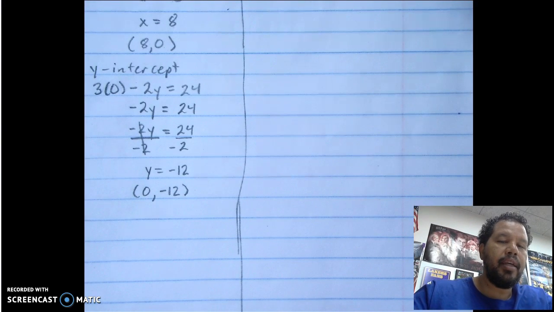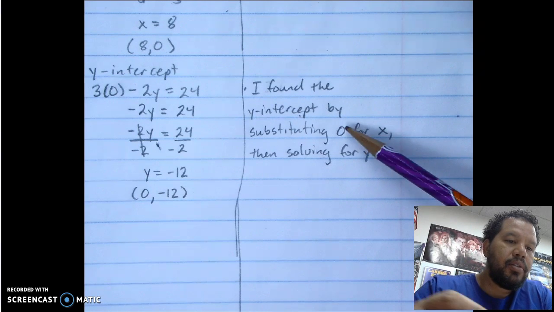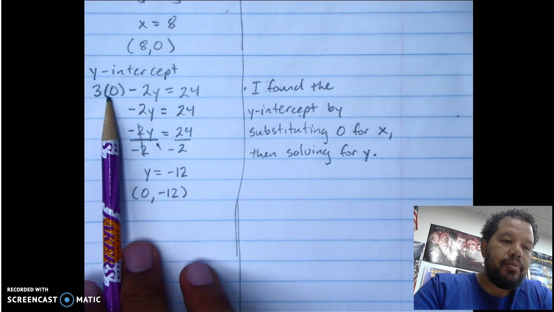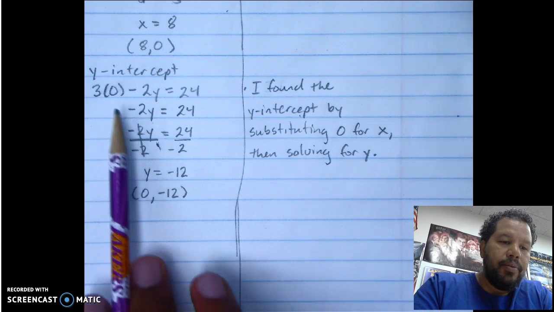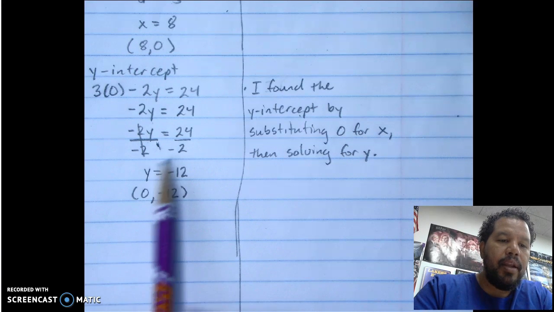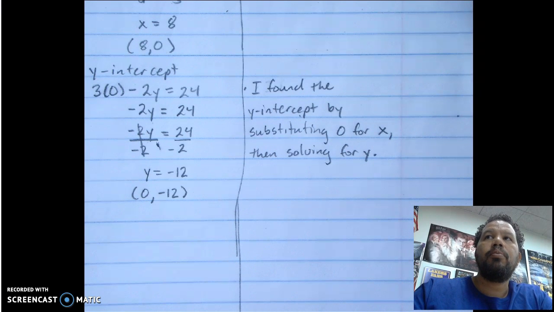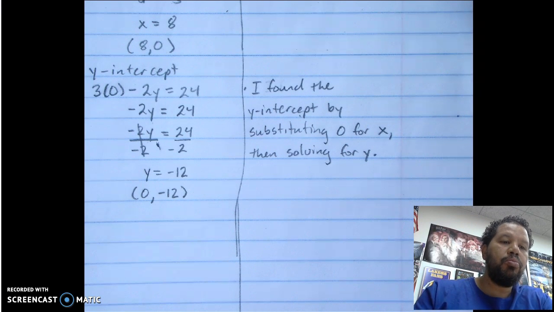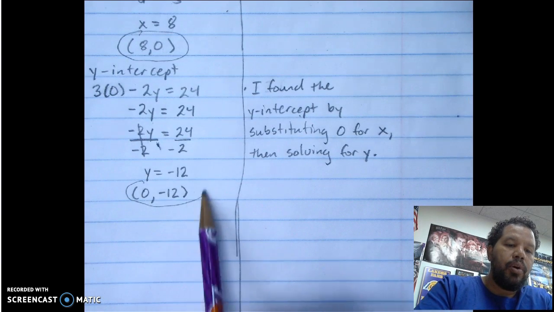So let me say what I did. I found the y-intercept by substituting 0 in for the x and then solving for y, meaning isolating y. And so this is what I ended up with. When I solved for y, I had to divide by negative 2, and got negative 12. So next, I'm going to plot these 2 points, the 8, 0 and the 0, negative 12, on a coordinate plane.